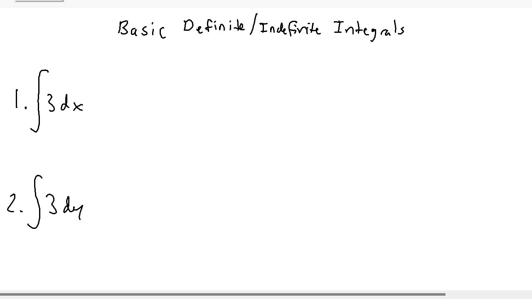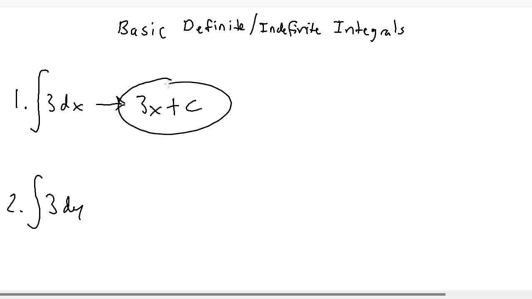So let's take a look at number 1, the integral of 3dx. Whenever you're integrating a constant, and this only works for constants, you can just multiply the constant by the variable. And we know that we're integrating with respect to x for number 1, so we can just multiply 3 by x. And since this is an indefinite integral, there's no bounds, we always need to add a plus c.